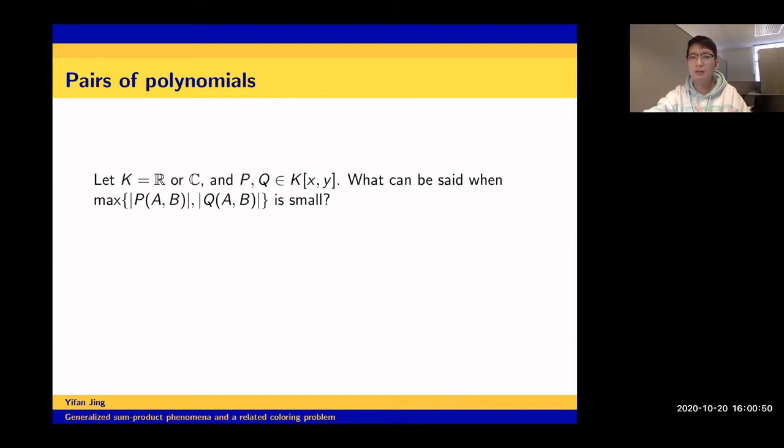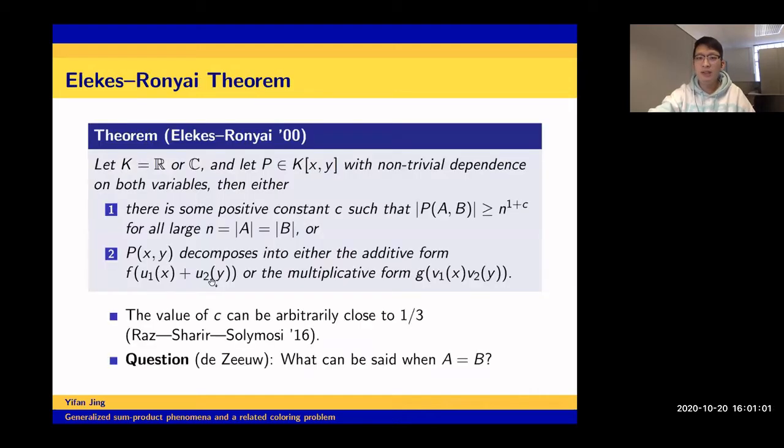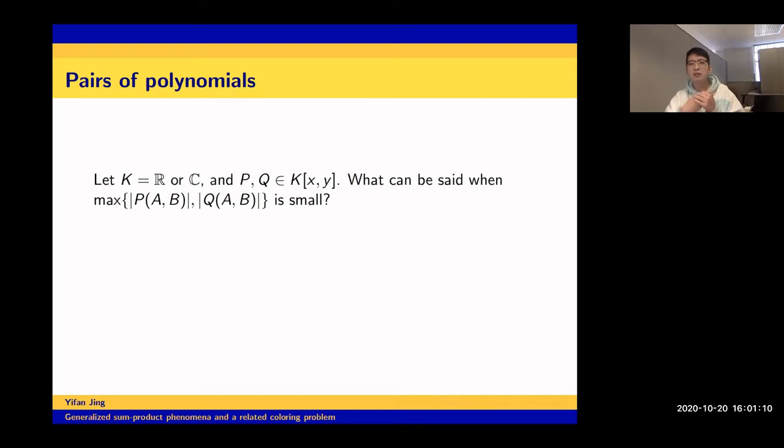So any guess? If P(A,B) and Q(A,B) are small, what can be said about P and Q? From the Elekes–Rónyai theorem, we can see that if one of them is small, it should be either additive form or multiplicative form. And we said before, if a structure has small expansion, then it should be controlled by a single abelian group, just like in Freiman's theorem. If A plus B is small, then A and B should be controlled by the same arithmetic progression with the same common difference, right? Like in the 3k minus 4 theorem.